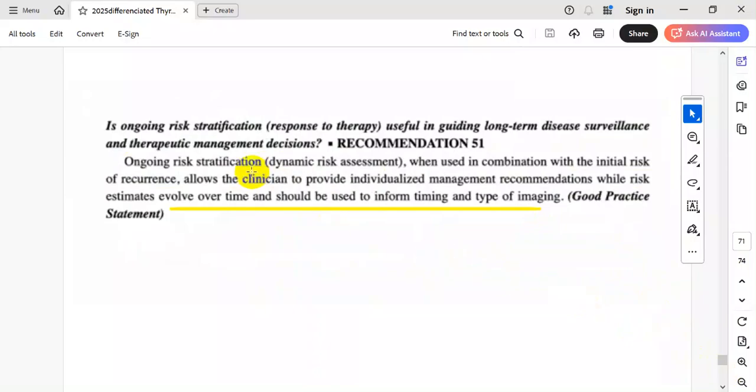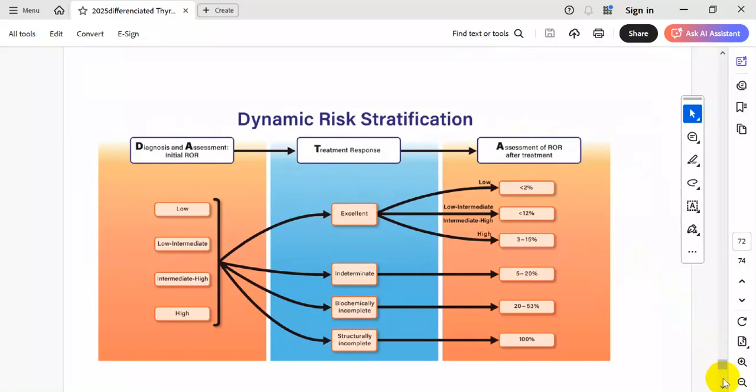Is ongoing risk stratification response to therapy useful in guiding long-term disease surveillance and therapeutic management decisions? When used in combination with the initial risk of recurrence, it allows the clinician to provide individualized management recommendations while risk estimates evolve over time and should be used to inform timing and type of imaging. Dynamic risk stratification.